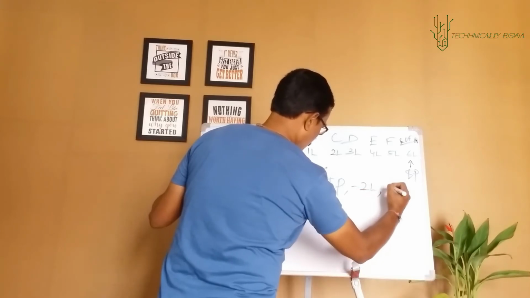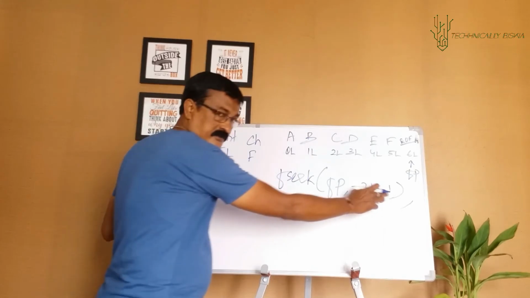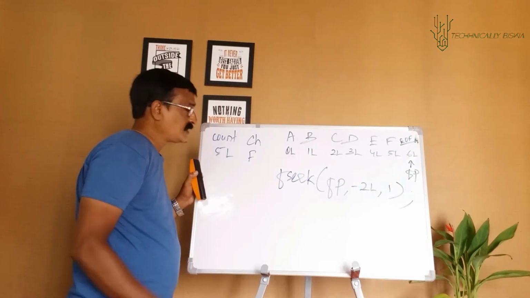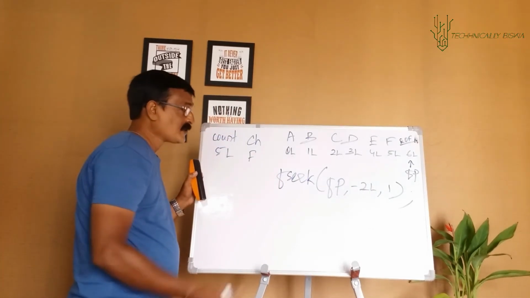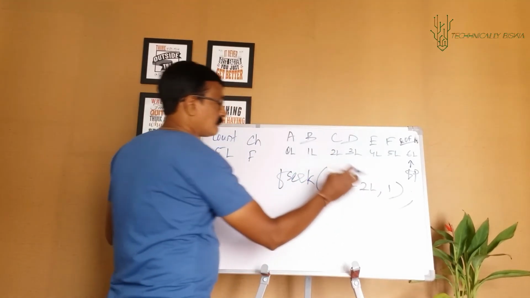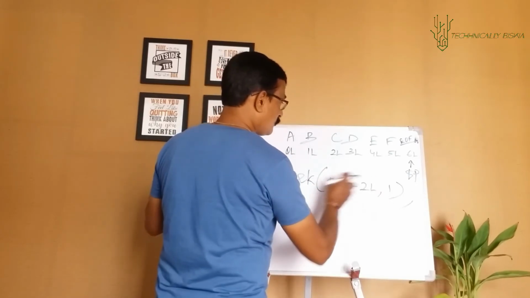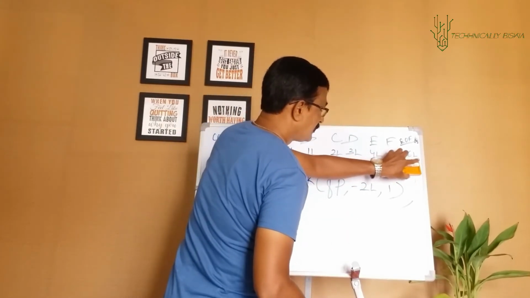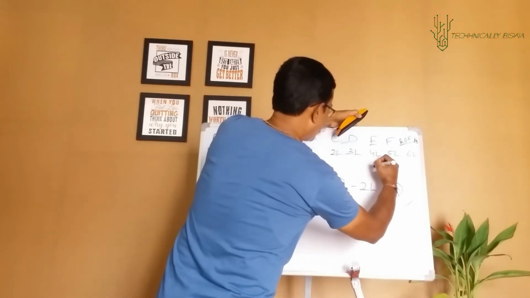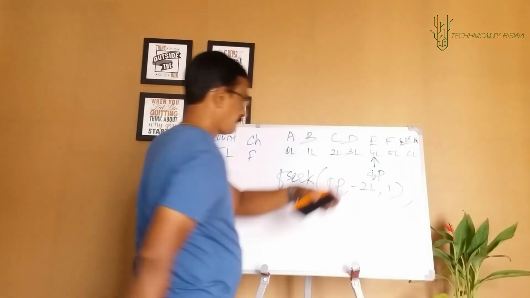minus 2L comma 1. Now look at this. 1 means what? Current position, because I don't know what the position is. So what will happen? fseek(fp, -2L, 1). From the current position, the file pointer will move 2 bytes backward, 2 positions backward. That means the file pointer will be here. At the end of this statement, fp is here.